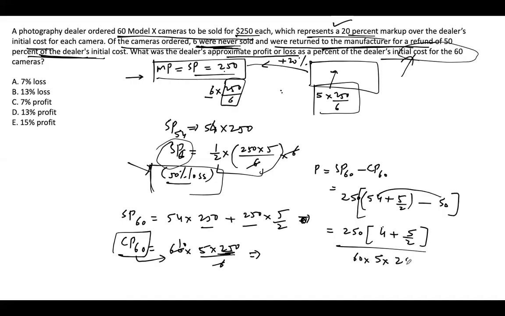Into 5 into 250 by 6. So 250 and 250 will get cancelled. This would be 50. So you have 50, and this would be 4 plus 2.5 would be 6.5. Multiply by 2, you'll get 13 by 100, which is a 13% profit.